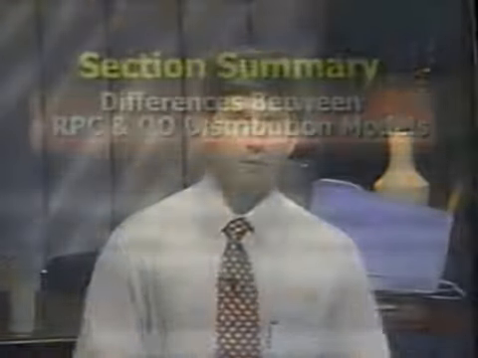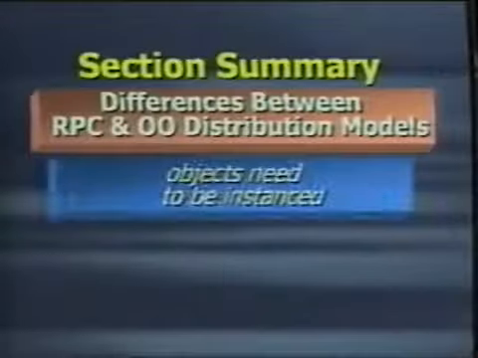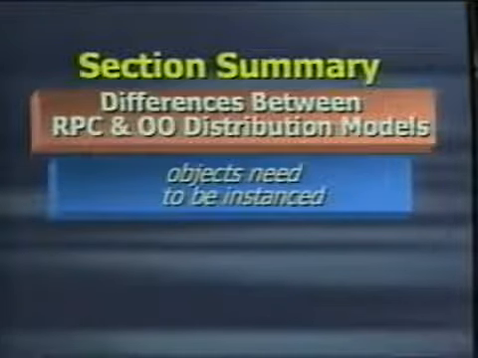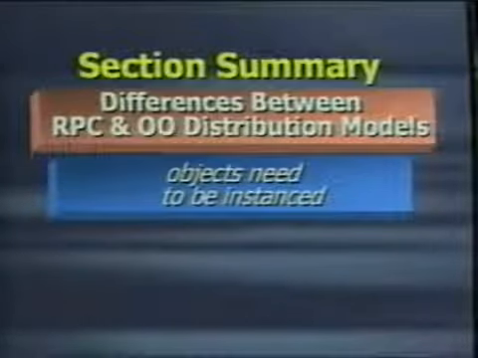So the differences between an RPC-type distribution model and an object-oriented type distribution model are, first of all, an object needs to be instanced. You need to have an instance of an object before you interact with it. This is obviously not a problem in a procedure-based system.